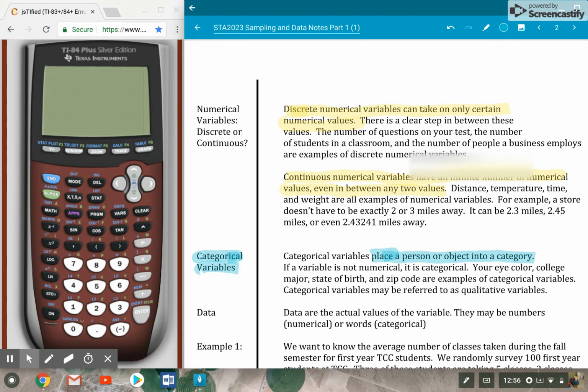Going back to your eye color, we could randomly sample some people, 100 people on campus. What's your eye color? And the responses wouldn't be numbers, but say, oh, my eyes are blue, mine are green, mine are brown. We're not answering with a numerical value, but a word. We're categorizing these people as having blue eyes, green eyes, brown eyes. Same thing with your major. I could ask, what's your major? You're not going to say 8. You're going to tell me, oh, I'm a business major, I'm an education major, I'm an engineering major. You're going to categorize yourself in that way. And categorical variables are referred to as qualitative variables.